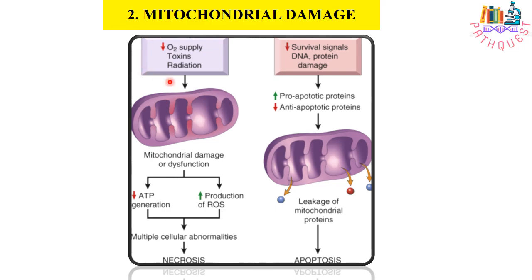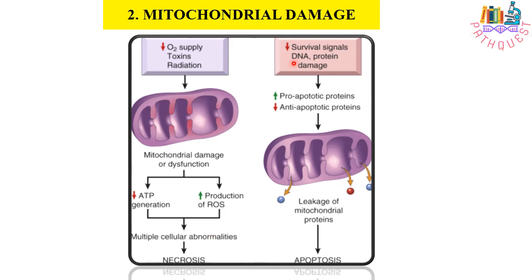Mitochondrial damage can occur by two different mechanisms. The one mechanism is hypoxia or decreased oxygen supply, or exposure of the mitochondria to toxins or radiations. When the mitochondrial damage occurs by these mechanisms, it results in mitochondrial dysfunction, resulting in decreased ATP generation and synthesis of increased reactive oxygen species, and this ultimately results in multiple cellular abnormalities like damage to the cell membrane and disorganized cell death or necrosis.